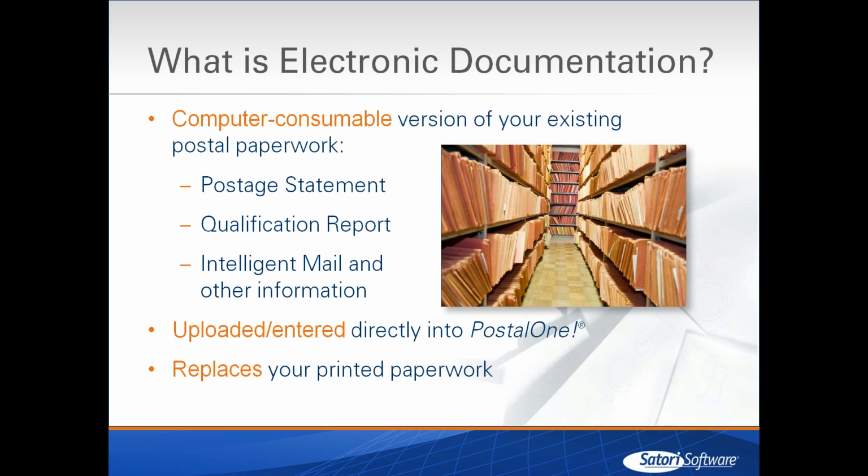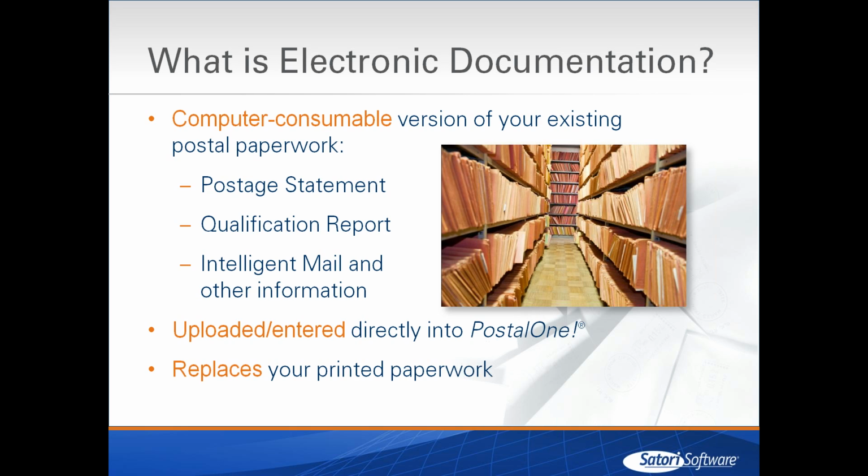So let's start with electronic documentation. When we're talking about submitting your mailing, the post office accepts a couple different forms of documentation. One is a paper or printed form. So if you're used to printing out your Form 3602 or your Form 3600 for first-class mail, and you're used to taking that along with your mail to the post office, you'll normally see the postal clerk entering all the information from your postage statement into a computer.